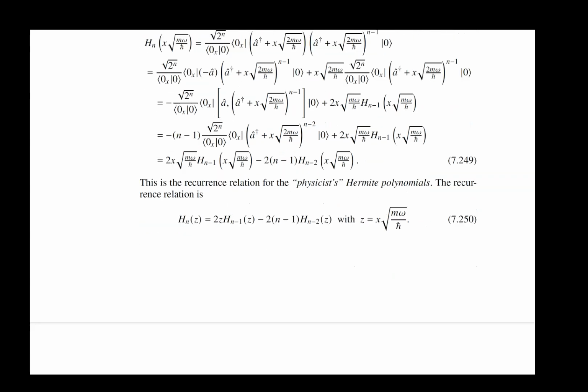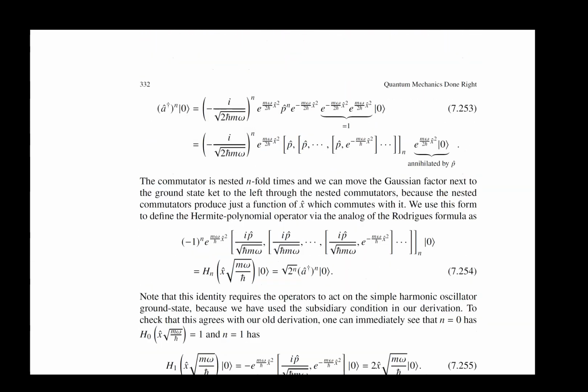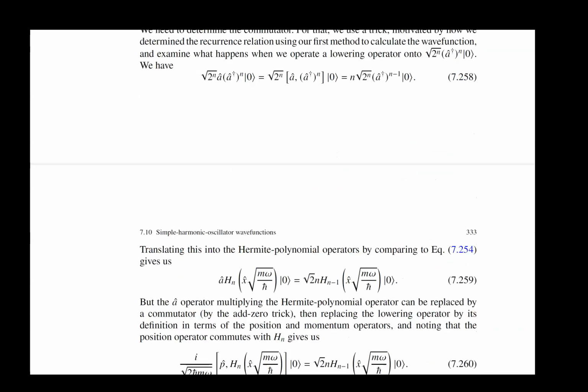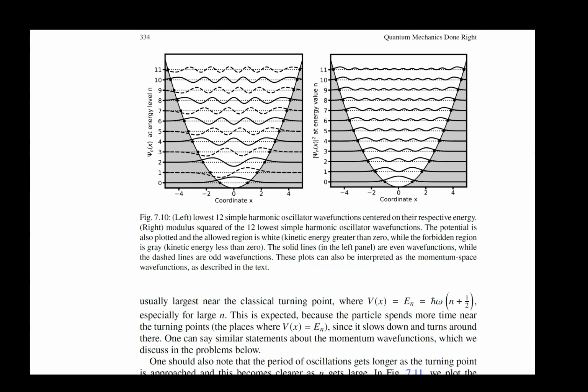Then, you can do it both in position space and in momentum space, you of course get the Hermite polynomials and other things like that, and you can then plot out the wave functions. I will have a plot for you. This is one of the plots that I put on the first slide for this chapter.